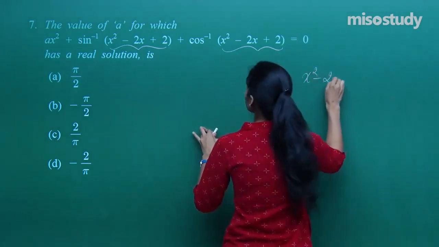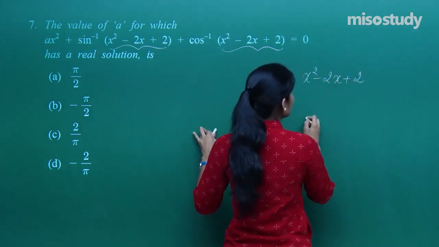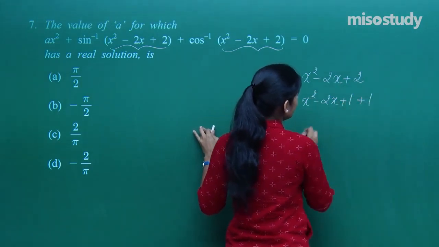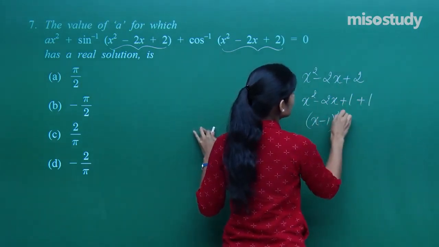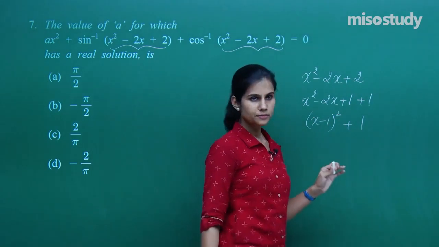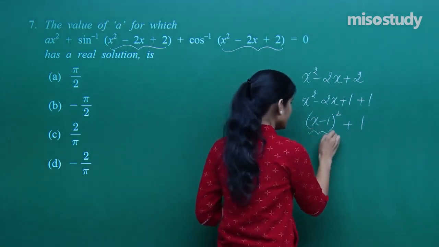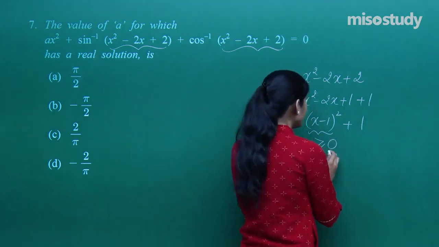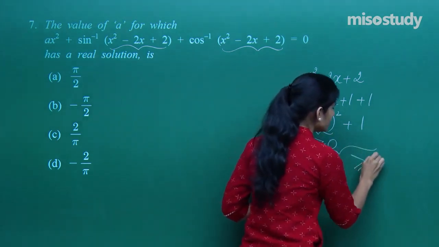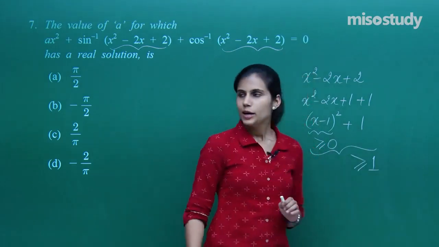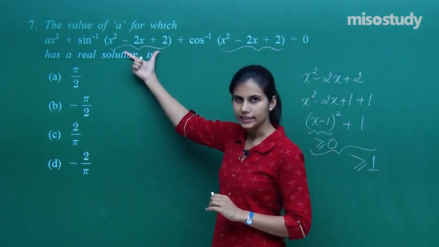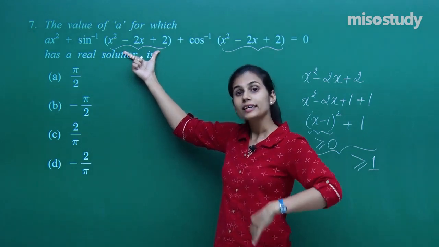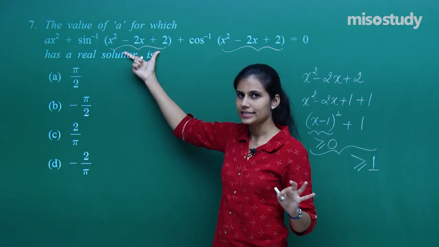So x square minus 2x plus 2 can be written as x square minus 2x plus 1 plus 1, which is x minus 1 whole square plus 1. This quantity is always non-negative. If this is always greater than or equal to 0, then this is greater than or equal to 1. That means this quantity for any x you pick up as a real number will be either 1 or strictly greater than 1, not less than 1.